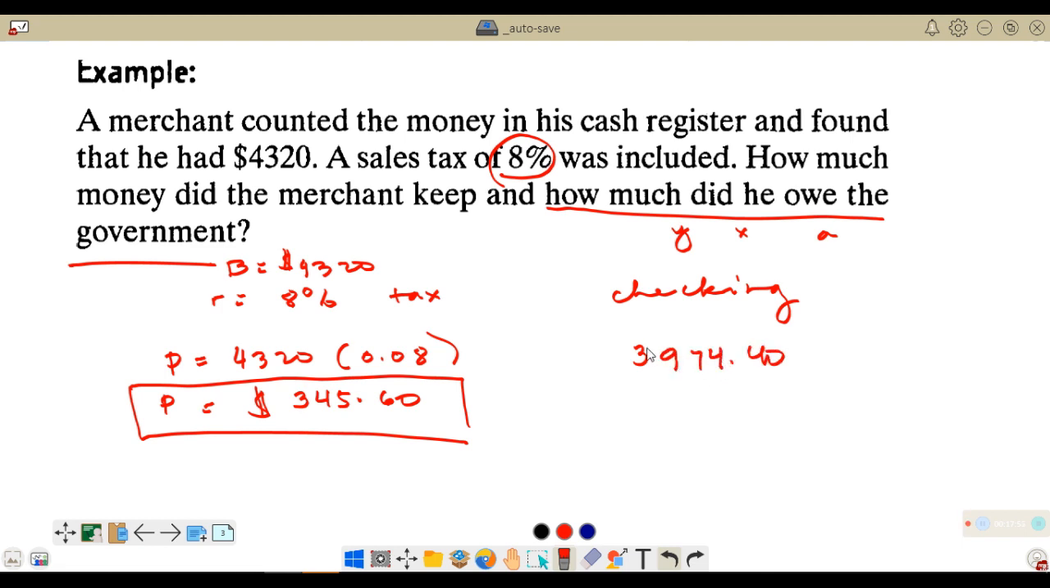We have 3,974 and 40 cents. If you add the tax payment, 345 pesos and 60 cents, it should be equal to 4,320. So, are they equal? Yes. 4,320 is equal to 4,320. So, our solution is correct. Okay? It's that simple.